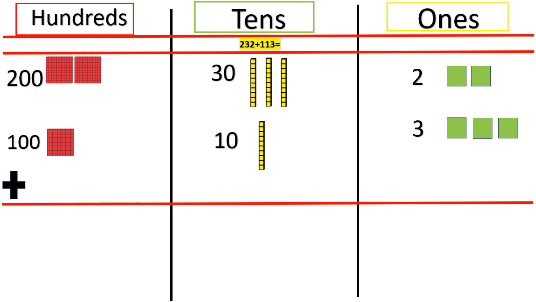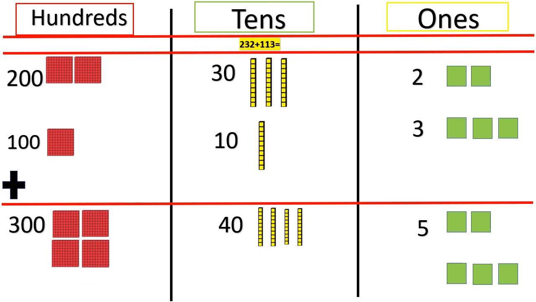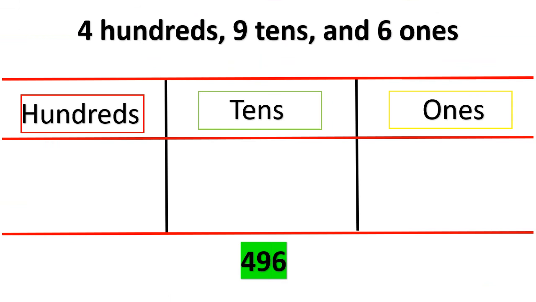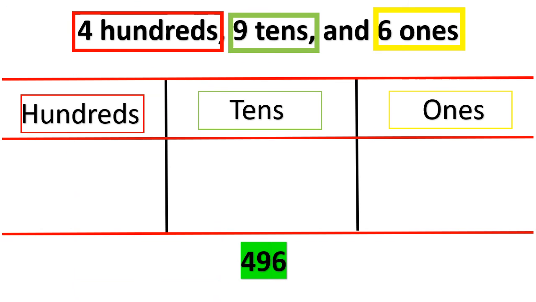This week we focused on adding using our ones, our tens, and our hundreds. We also used our counters. Remember that when you're adding, you always add your ones first, then your tens, then your hundreds. We also worked on writing our numbers in our place value chart. The number 496 has 6 ones, 9 tens, and 4 hundreds. 496.